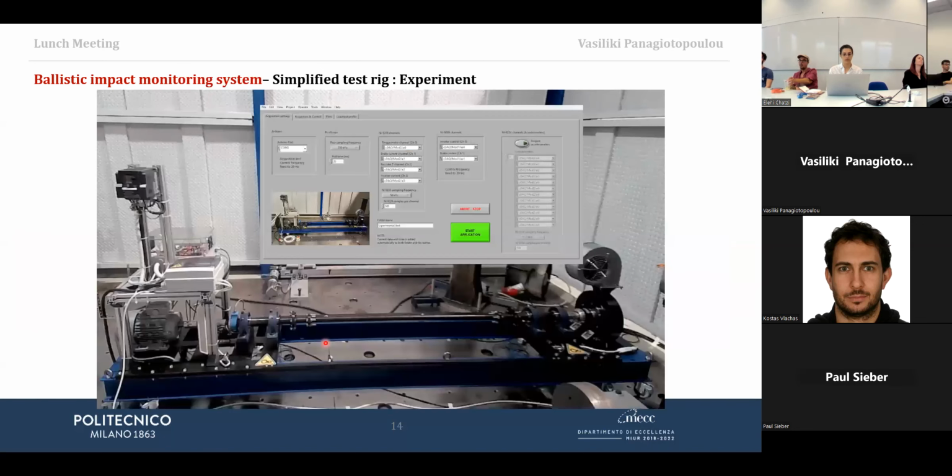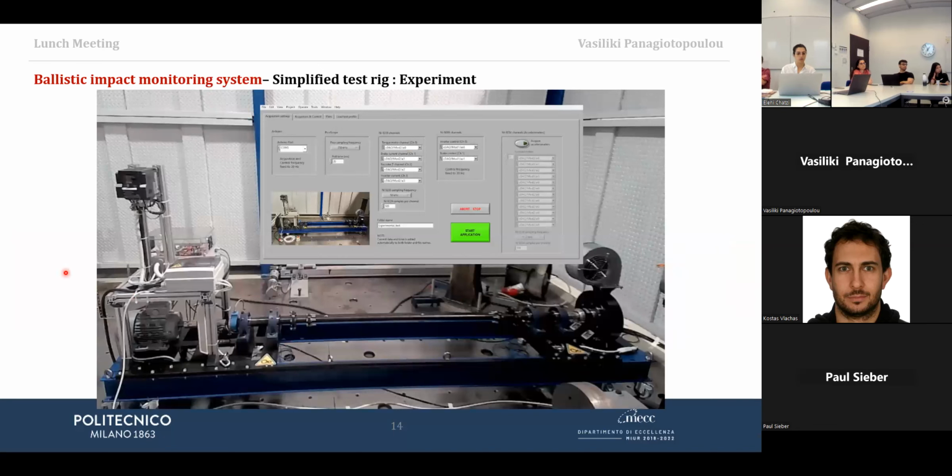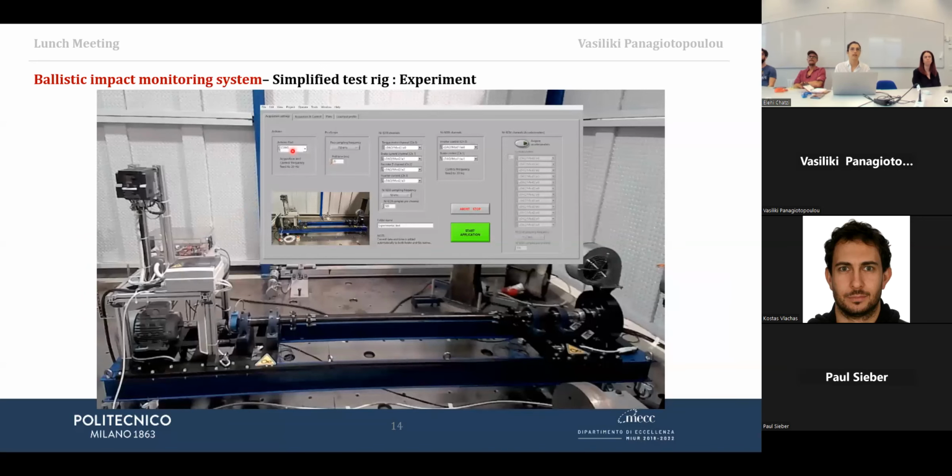All right. So I have here a short video which shows how the system is controlled, and I have the LabVIEW window over here showing how I control the system. If you want, I can try to make it play.